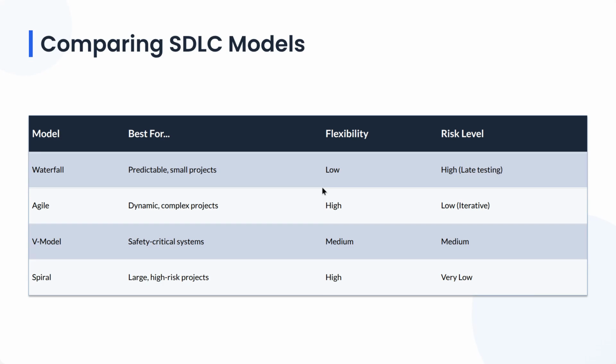Comparing SDLC models. Now, how you move through these phases depends on your model. Waterfall is linear and traditional, great for fixed scopes. Agile is iterative and flexible, perfect for most modern apps. Then you have the spiral model for high risk projects and the V model for systems where safety is critical, like medical software.